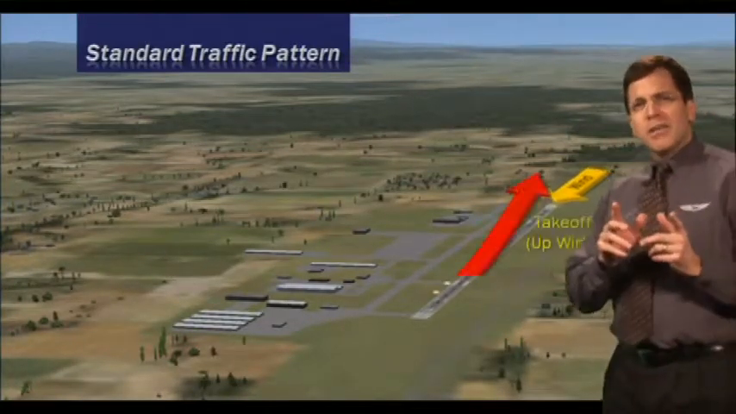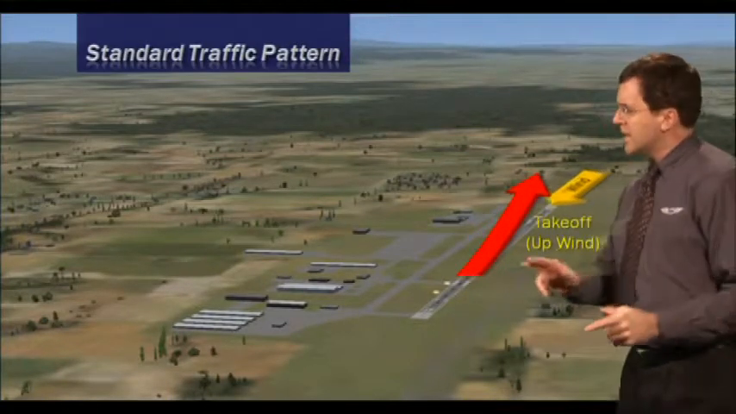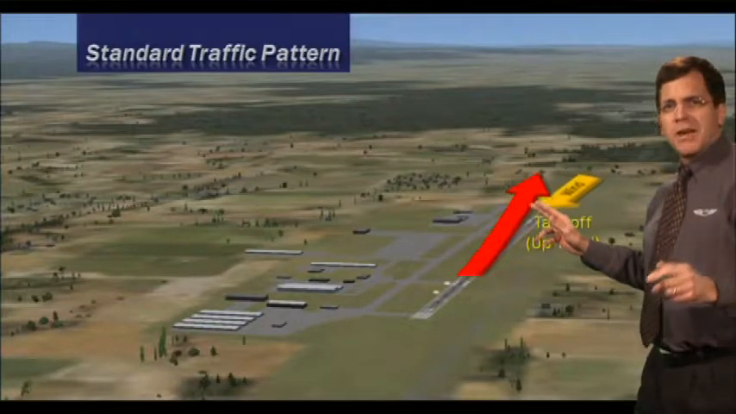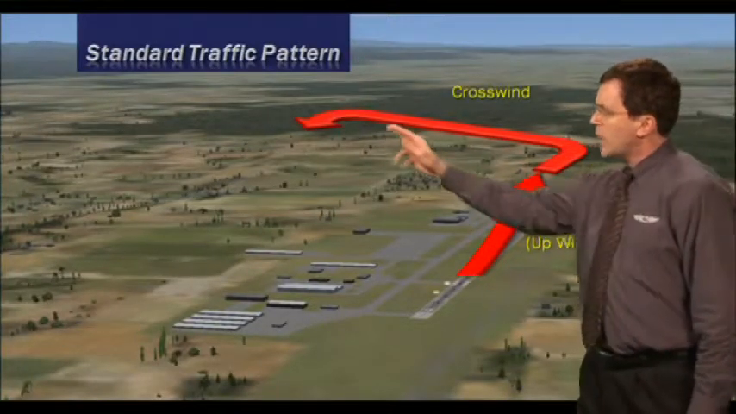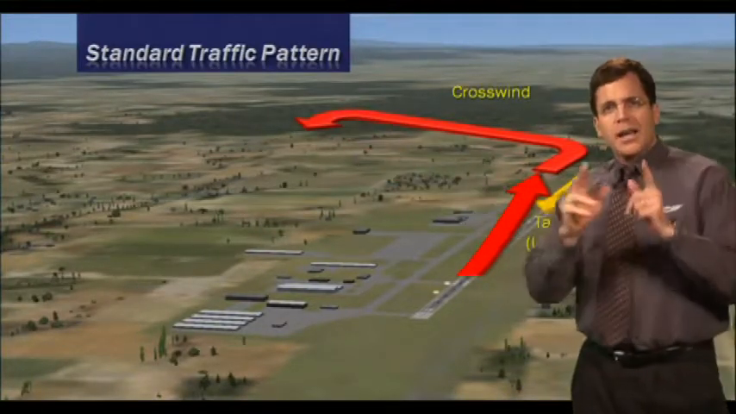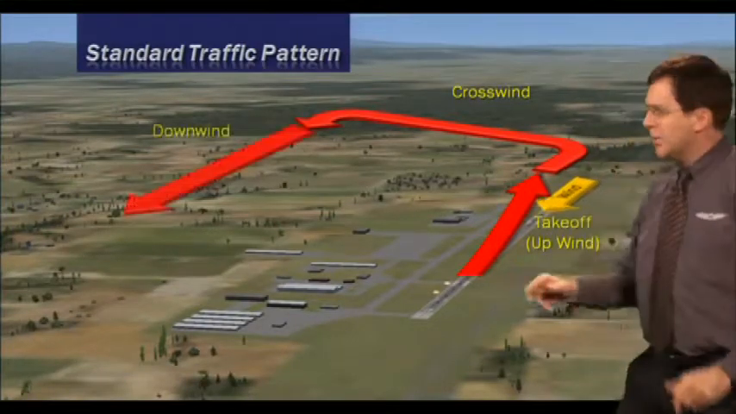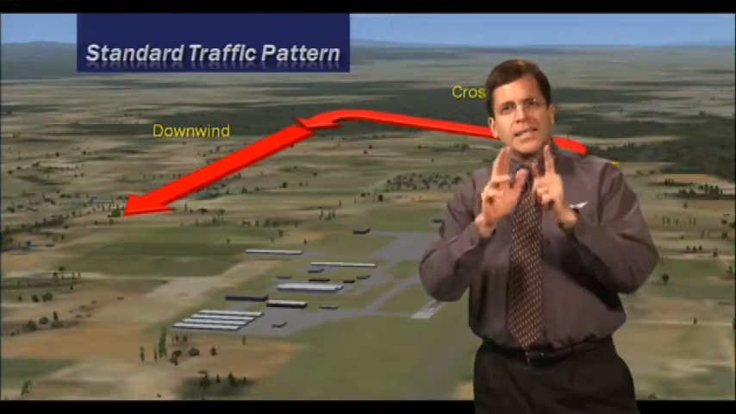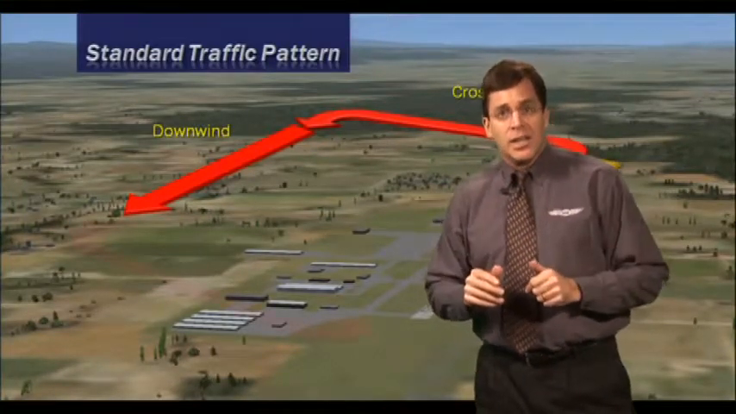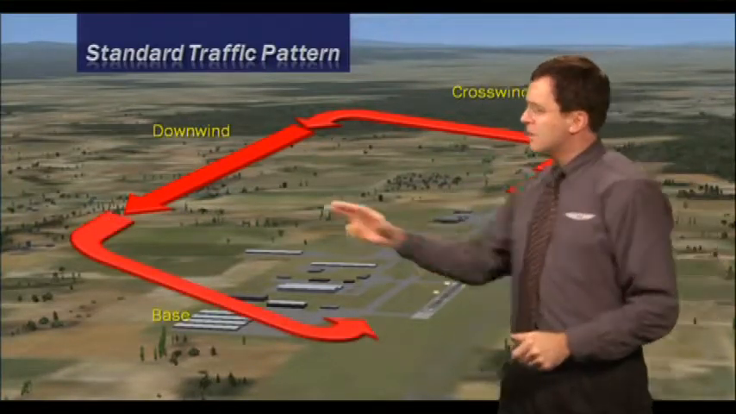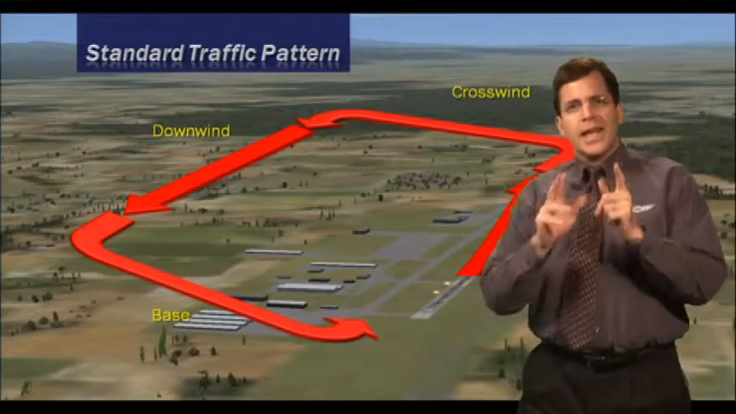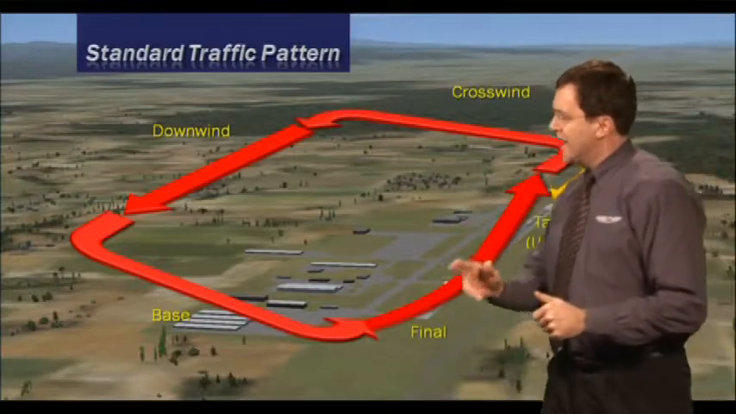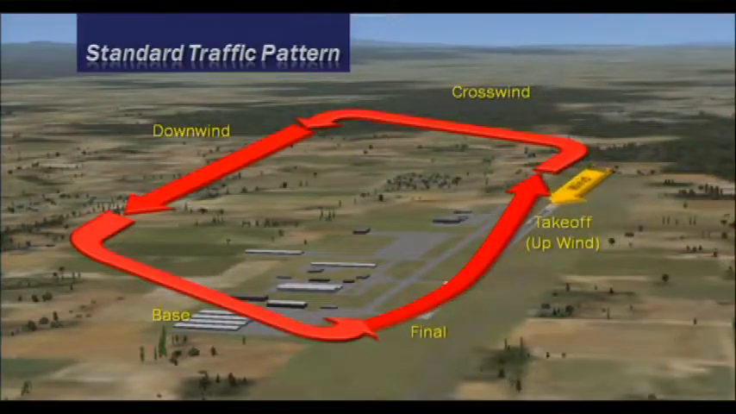On takeoff, the airplane flies the upwind leg. As the airplane turns left, it flies the crosswind leg. Another left turn puts the airplane into the downwind leg. As the airplane descends for landing in another left turn, it enters the base leg here. And as the airplane makes its last turn, it enters the final leg, and then the airplane lands.